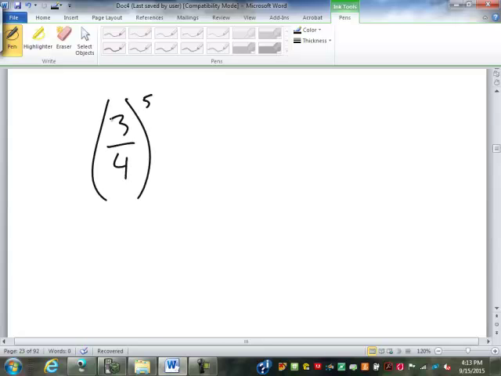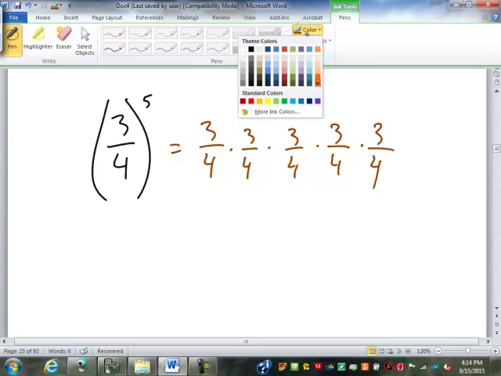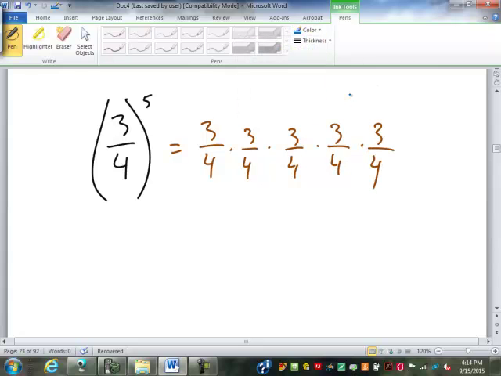How about this? 3/4, the power of 5. Our definition of a power means, of course, this is 3/4 times 3/4 times 3/4 times 3/4 times 3/4. 5 3/4s multiplied together. Well, when we multiply the numerators, the counts, 3 times 3 times 3 times 3 times 3, that's just 3 to the 5th power, otherwise known as 243.